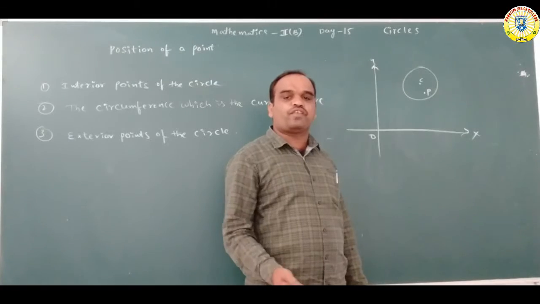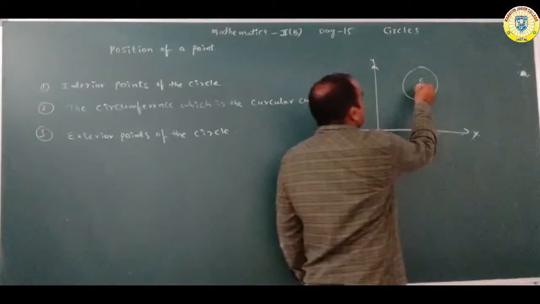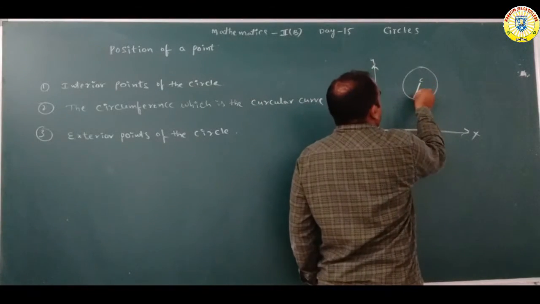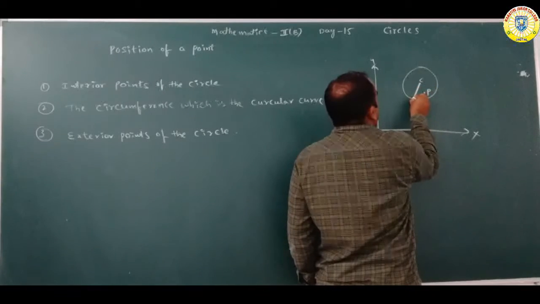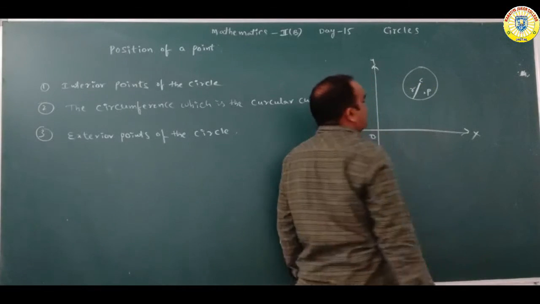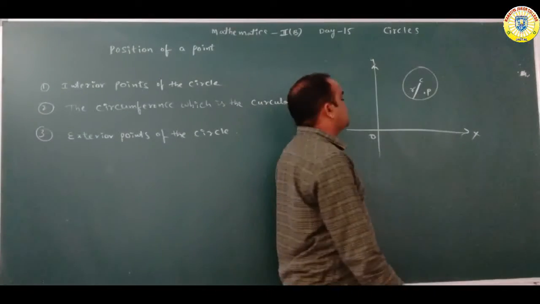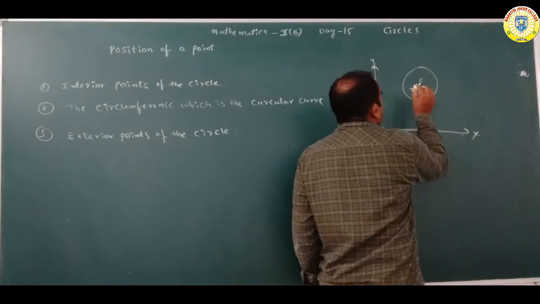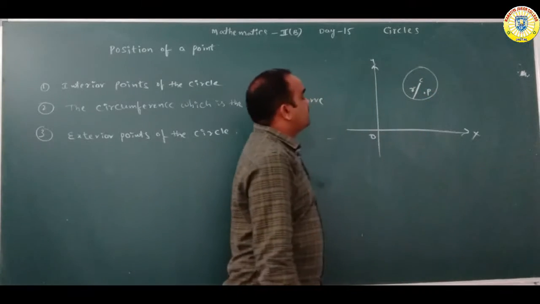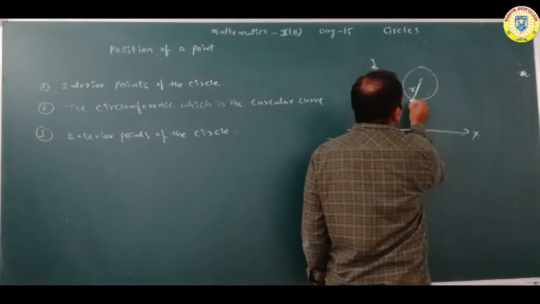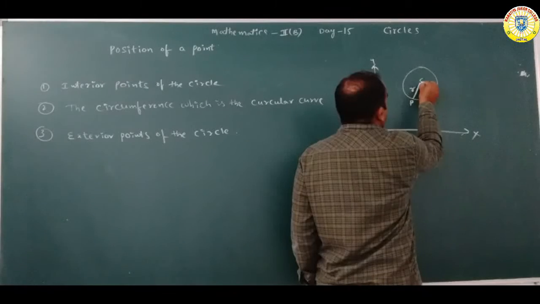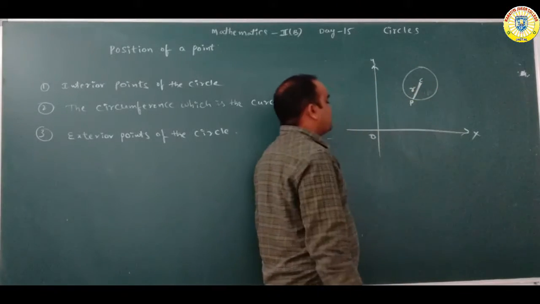So how do we find it? See here, the distance from the center to any point on the circle is nothing but the radius. Suppose P is a point on the circle.